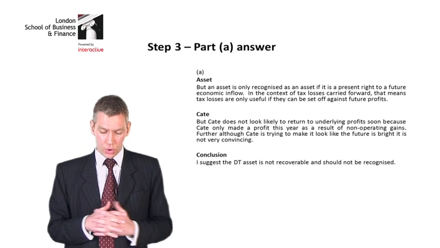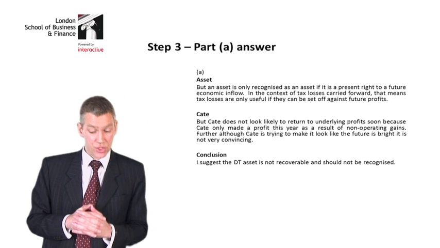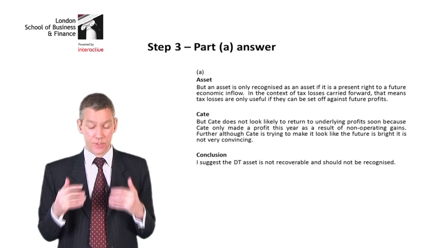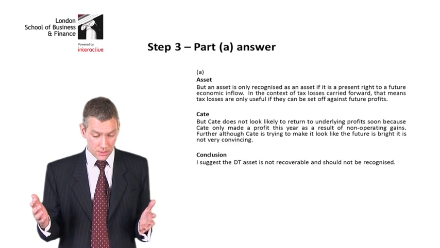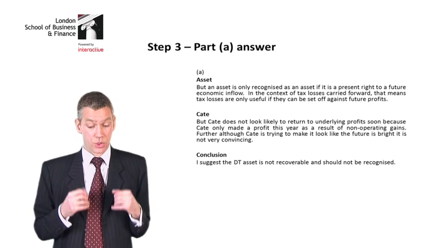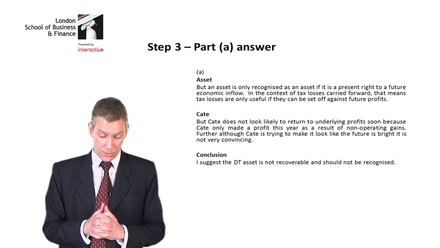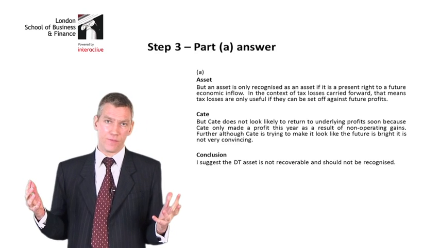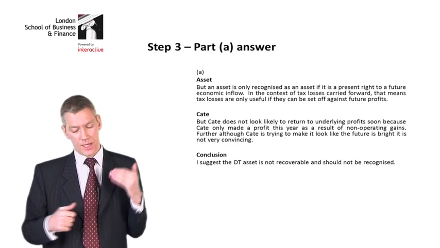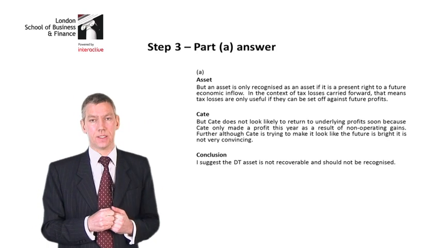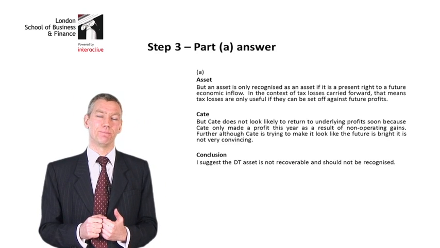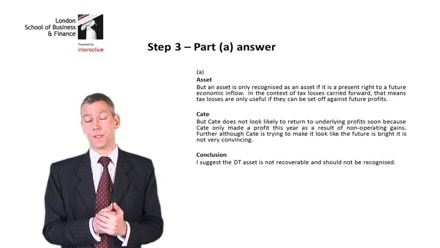Kate does not look likely to return to underlying profits soon because Kate only made a profit this year as a result of non-operating gains. Further, although Kate is trying to make it look like the future is bright, it's not very convincing. I don't believe the budgets. Conclusion, I suggest the DT asset is not recoverable and should not be recognised. And that's how I would recommend you answer that part.